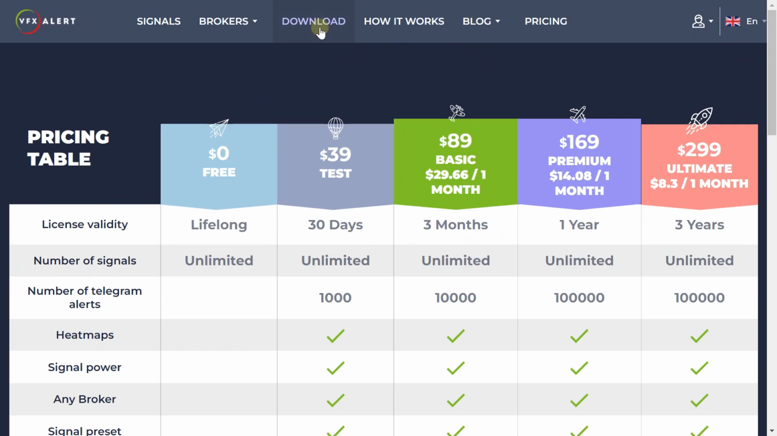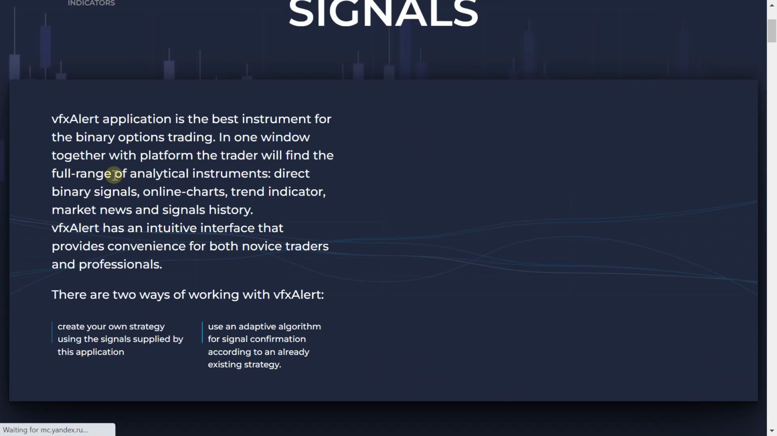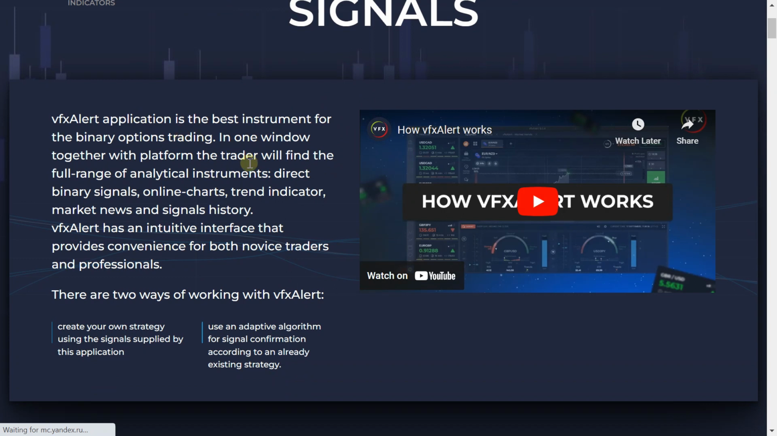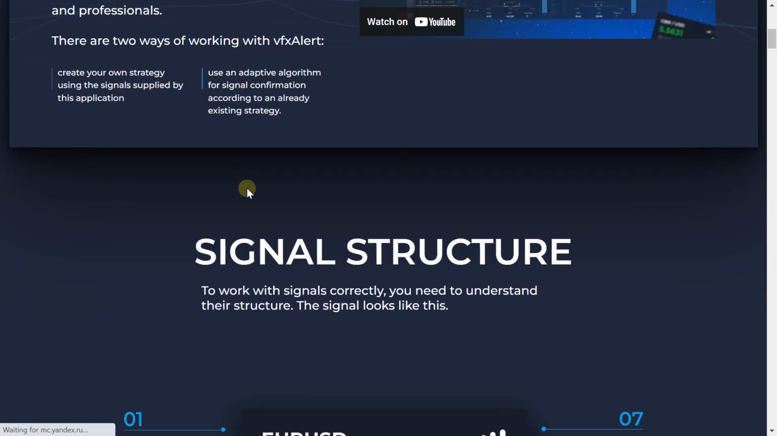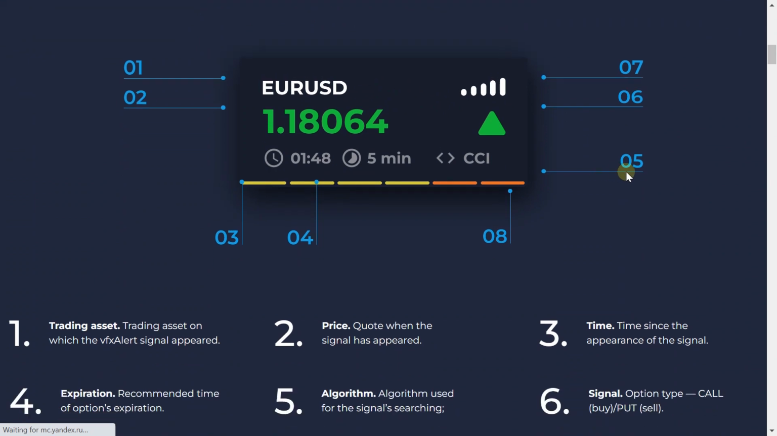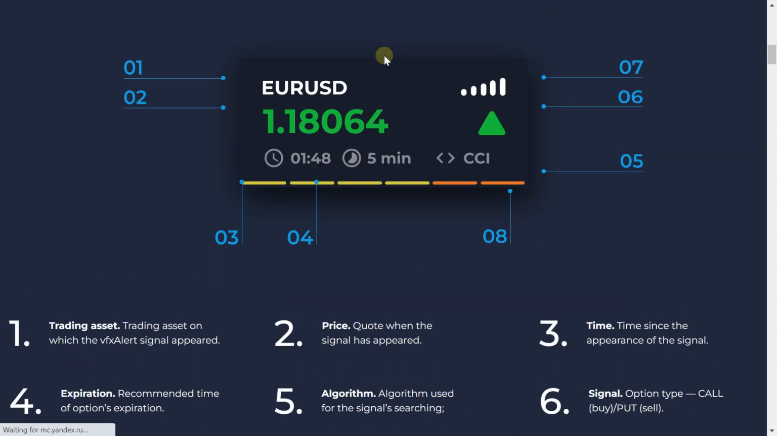So from there, you can go in this area and see how the signal works. So you can read about the VFX alert application. You can watch this video and see how it works, but we can just go through the signal structure because it will help us understand how to take our trades. So this is an example. This is a Euro USD pair.